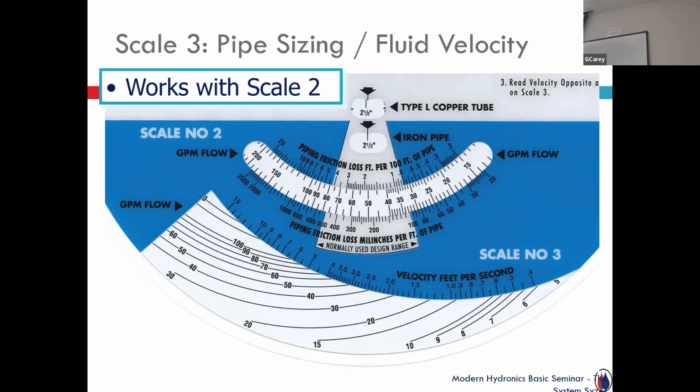Once you line up that 2.5-inch iron pipe on scale 2, find 70 gallons a minute, which is now right down here on scale 3. When I find the 70 in this example, I just read it until I intersect that scale. And the velocity is about 4.5 feet per second, underneath the 5. Perfect, fine, no problem at all.